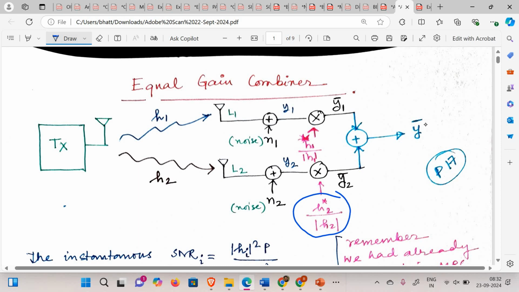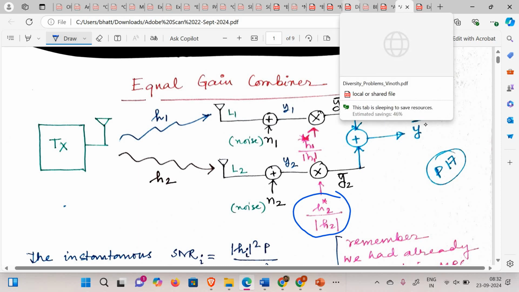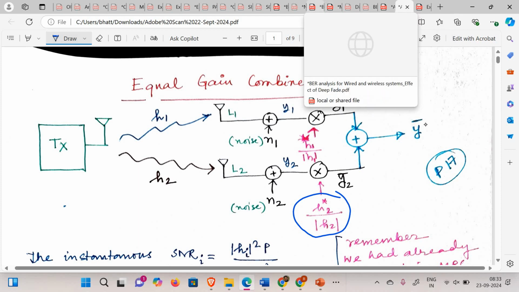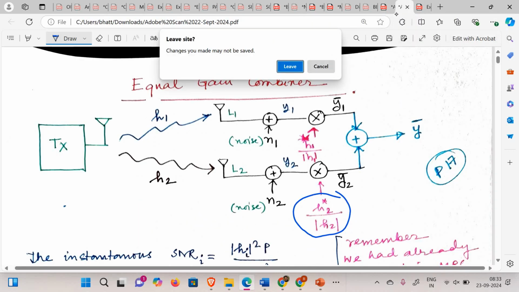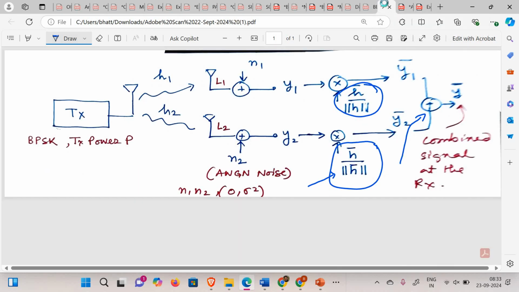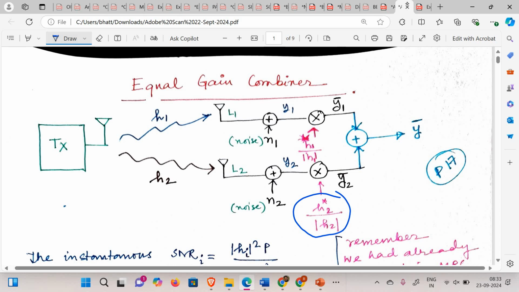It is not a norm factor. Remember in MRC, we had a norm, we had H norm over here. But here you can see that instead of H norm, it is for the individual path. It is H1 absolute value and H2 absolute value. Can you please go and check the previous diagram? So this was with MRC. If you see this, this is the normalized. It is normalized over all the values of H. H is containing all the H1, H2, H3, everything. But if you see here, it is based on individual H1, H2. So it is basically taking care of the individual path.